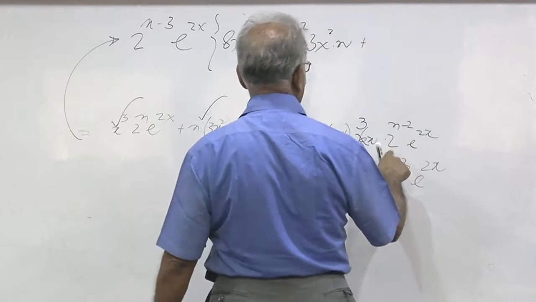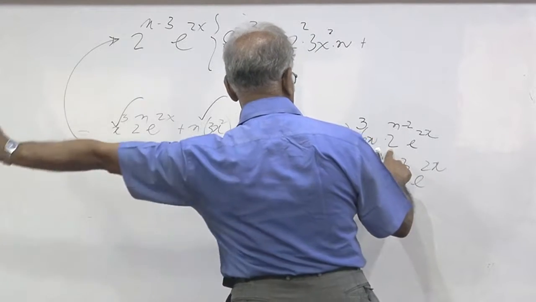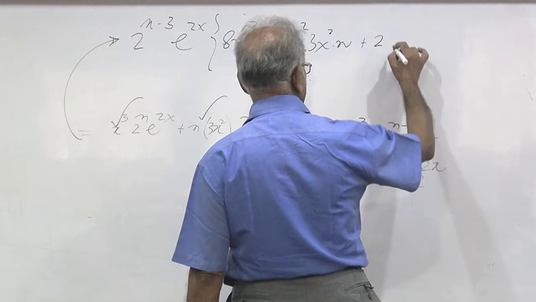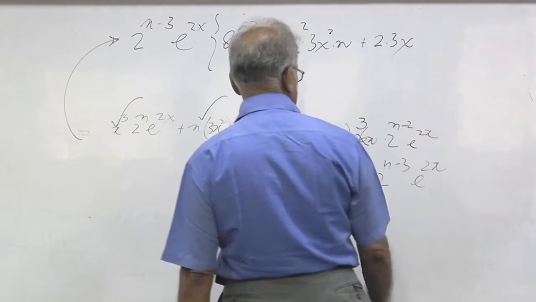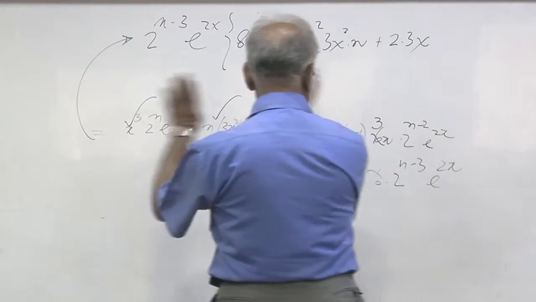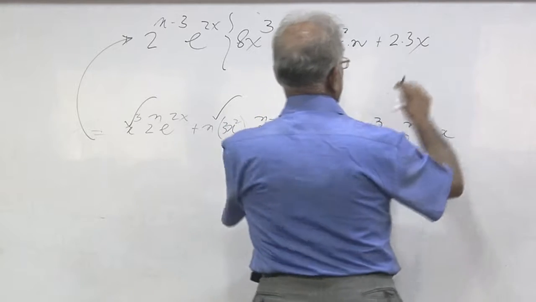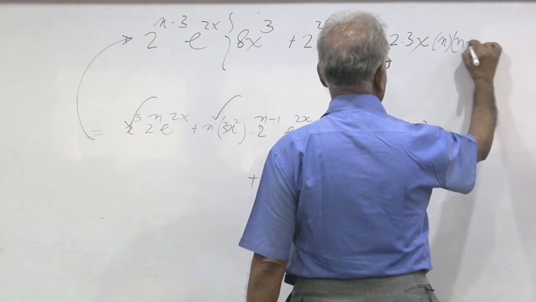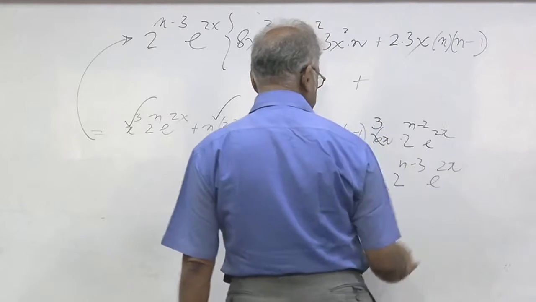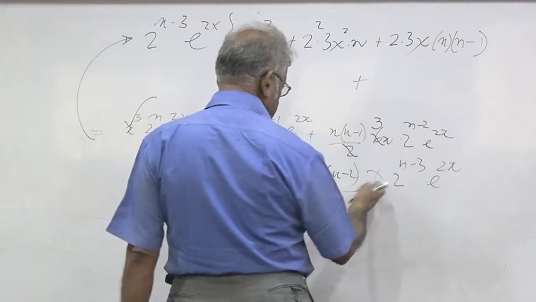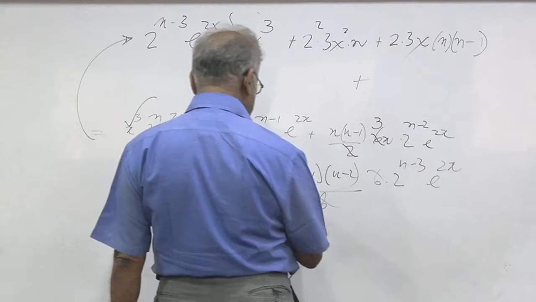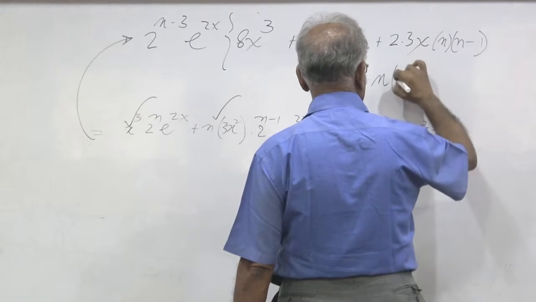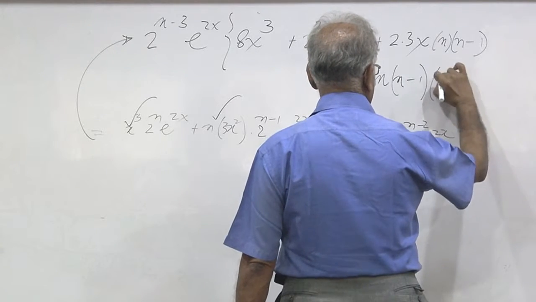Next term, yes, there will be a 2 term surviving, e to the power of 2x has gone. So, plus 2 times, there is an x surviving and a 3 surviving. So, 2 and 3x, e to the power of 2x has gone, and n into n minus 1. And the last term is this fellow, 6 and 6 have gone. So, it is just plus n(n minus 1)(n minus 2).